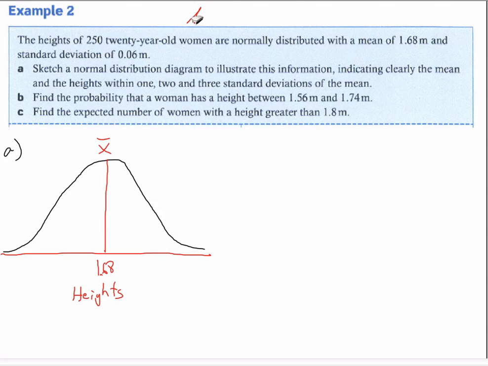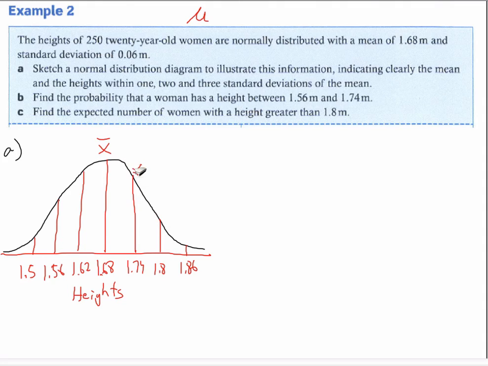Alright, so this is the mean. You can also use this symbol. And our standard deviation is 0.06. So the next one is going to be 1.74. And then I keep going up by 0.06, right? So the next one's going to be 1.8, and then 1.86. And go backwards by 0.06s, so 1.62, 1.56, and 1.5. Okay? So I've got all of them in there.